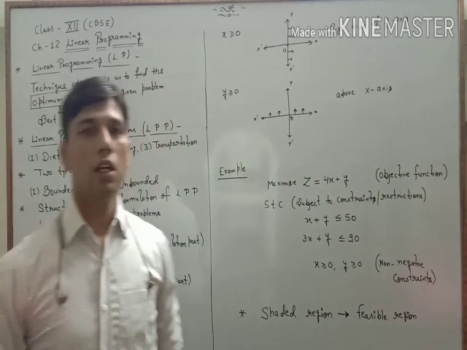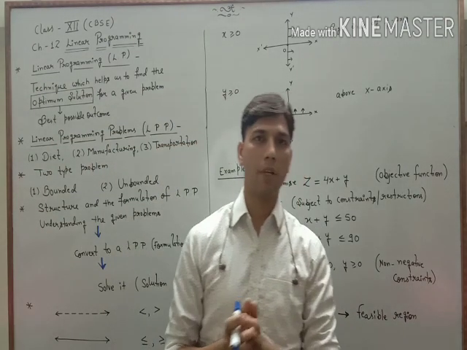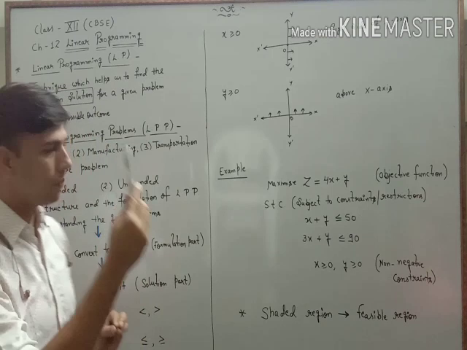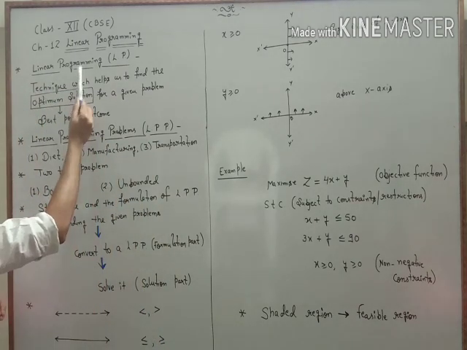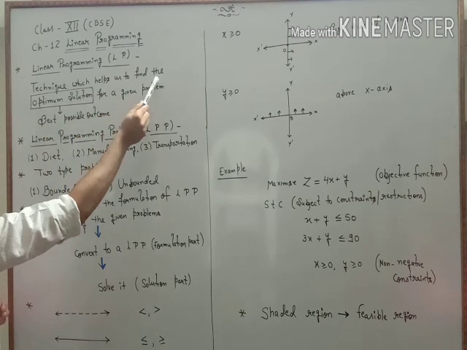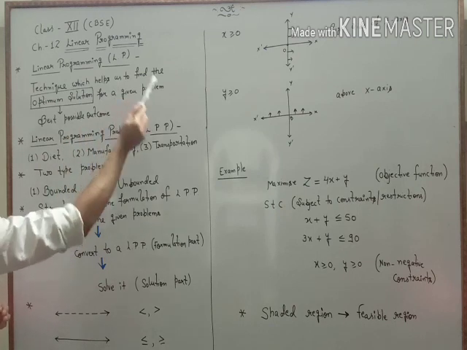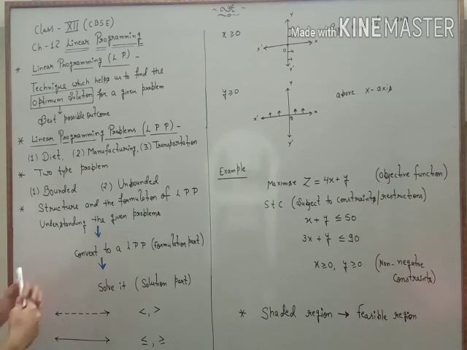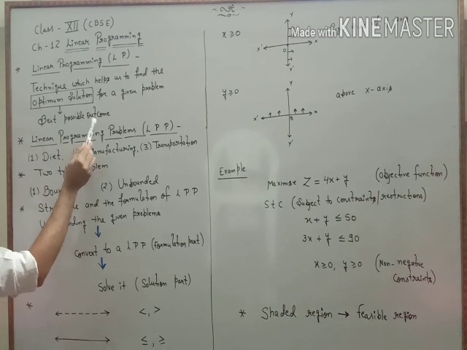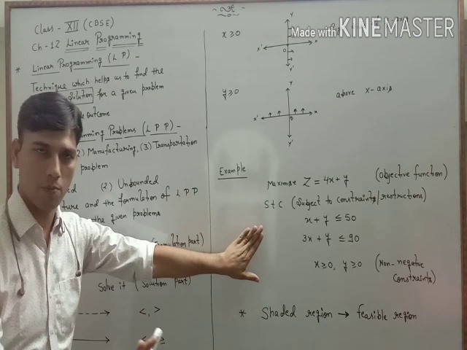Hello friends, today we are discussing linear programming problem, 12th class topic, chapter number 12. Now what is the meaning of linear programming? See here, linear programming, in short we can say LP, is a technique which helps us to find the optimum solution for a given problem. Given problem means we will face some problems. Now, what is the meaning of optimum solution? It is the best possible outcome. Best possible outcome we will discuss here with an example. Okay. So wait.